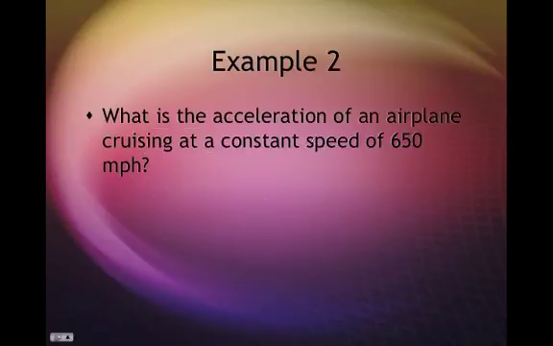So example 2. They want to know what is the acceleration of an airplane cruising at a constant speed of 650 miles per hour. So let's take a look at this. Now we have something that's cruising along. Key words here are constant speed. Whenever we have a constant speed, do we have an actual change in velocity? Are we moving from one velocity to another? No, we're not. So if you look at our equation here, our equation is a equals VF minus VI all over t.